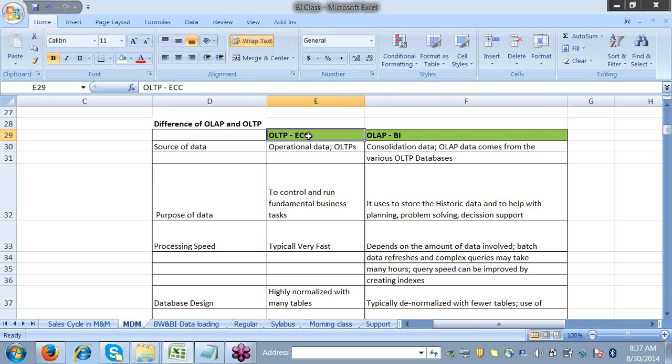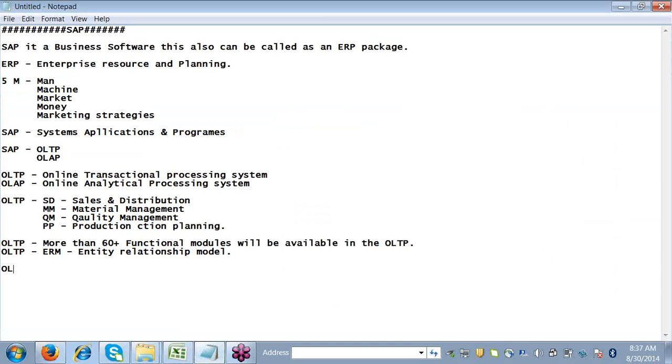So OLTP, in a broader view, we can also call an ECC system. In earlier versions, from 4.7, we used to call the OLTP system the R3 system. R3 means Release 3. In this R3 system itself, as we discussed earlier, we have a number of modules like SD, MM, PP, and so on, n number of modules in the R3 system.